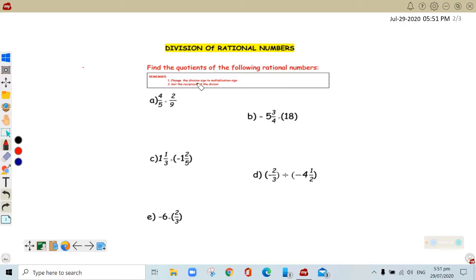First, we need to change the division sign to a multiplication sign, and next, we're going to get the reciprocal of the divisor. So after we change the division sign to multiplication sign and get the reciprocal of the divisor, we do multiplication of fractions. Okay?